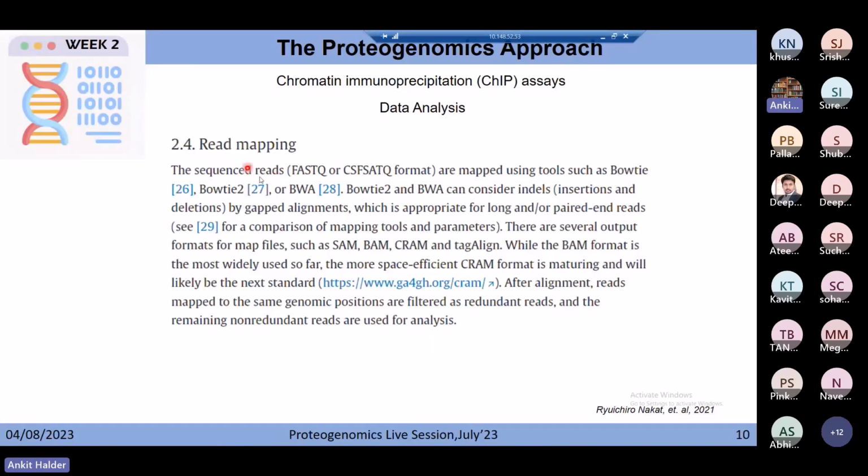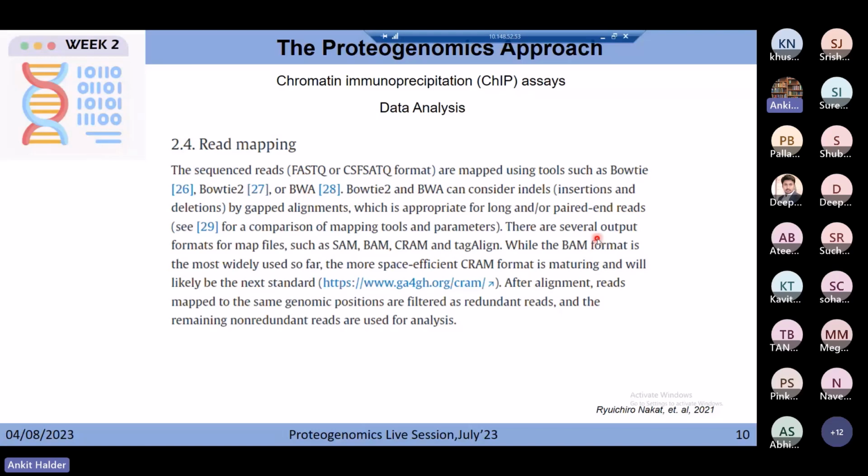So after you have immunoprecipitated and sequenced, the sequence reads come in the FastQ format. Whatever sequencing generally comes is in the FastQ format, and it is mapped using tools such as Bowtie or BWA. These are the tools which help in alignment. It is exactly the same as we do for any other kind of whole genome sequence data or whole exome sequence data. We just map the sequences, align those sequences, and find out the similarities and dissimilarities.